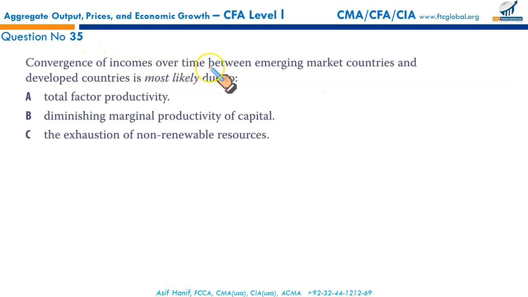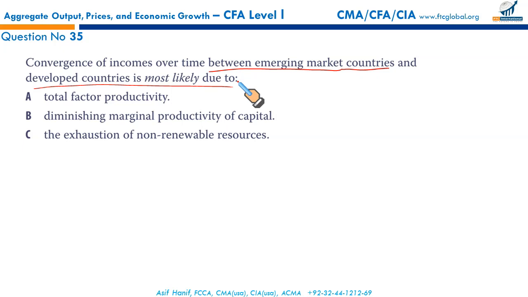Convergence of incomes over time between emerging market countries and the developed countries is most likely due to? Why is it so that over the period the incomes will converge? Because the growth rate of economies in the developed countries is lower, whereas the emerging market countries have a higher growth rate. So at some point they will converge.